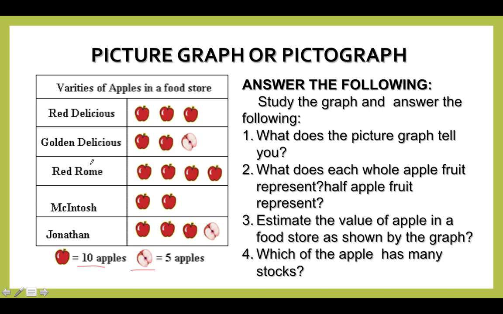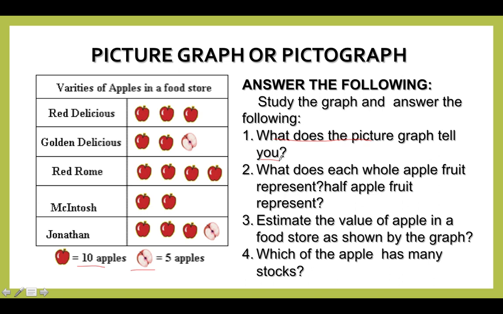Golden Delicious, Red Rome, Macintosh yata, Macintosh, Jonathan. Okay, ito yung mga variety of apples in a food store. So answer the following. Number one, what does the picture graph tell you? So the picture graph tells us the number of apples per variety, no? Then number two, what does each whole apple fruit represent? Half apple fruit represent. So yung whole apple representing 10 apples. Yung half apple representing 5 apples.